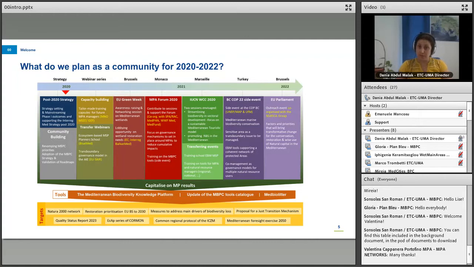And also, of course, it's very closely prepared with UNEP-MAP, but also Union for the Mediterranean in the last discussion we're also interested in contributing to. So what you see in yellow is normally these collaborations we have been working on as well.